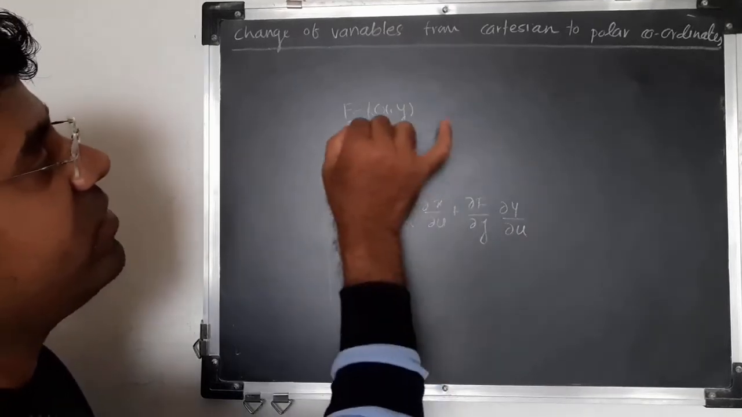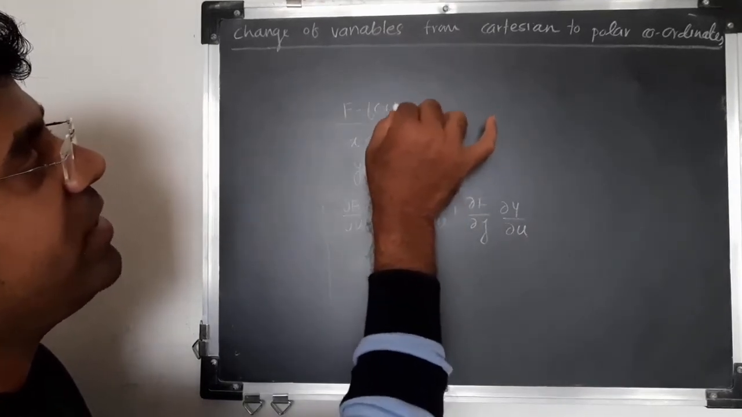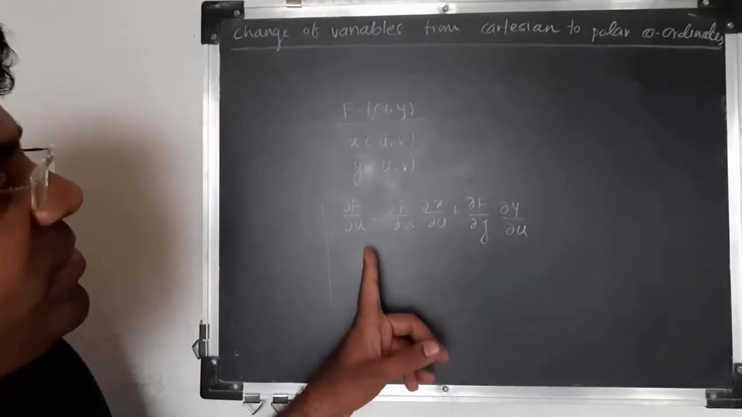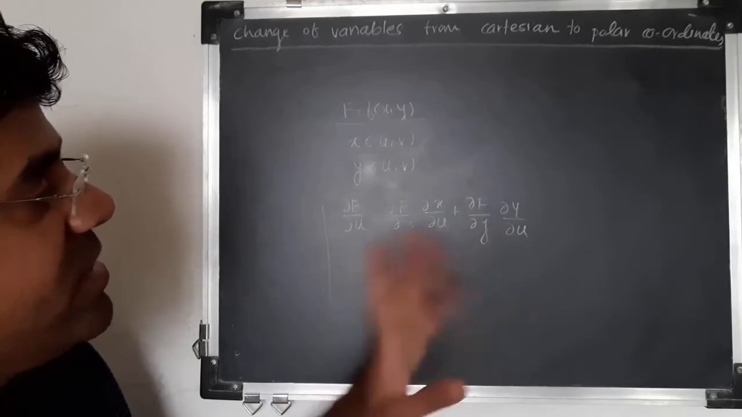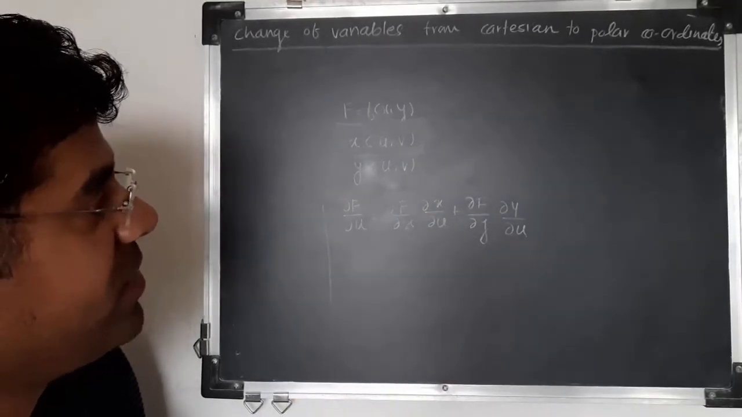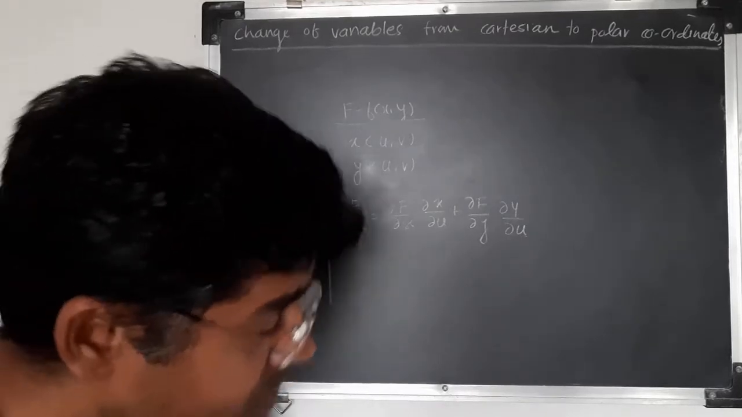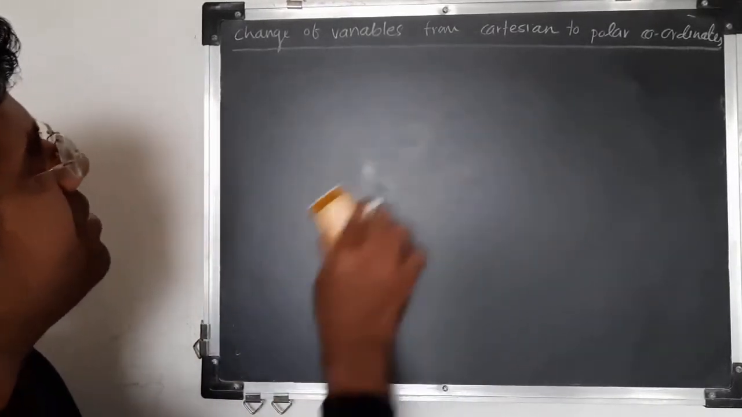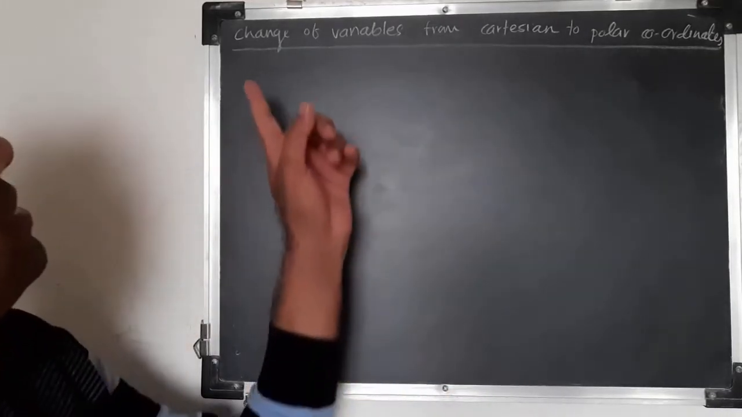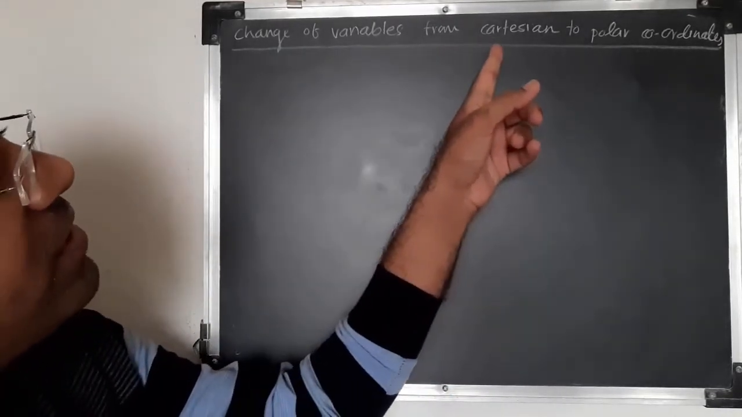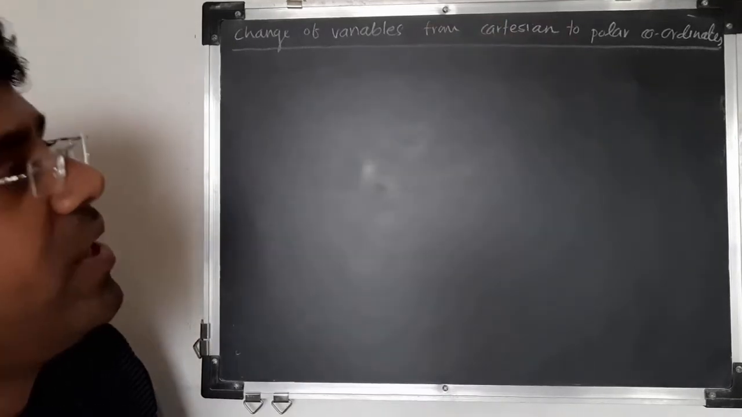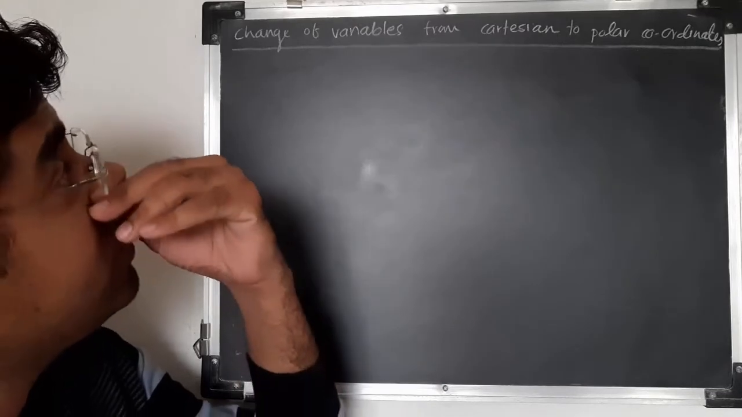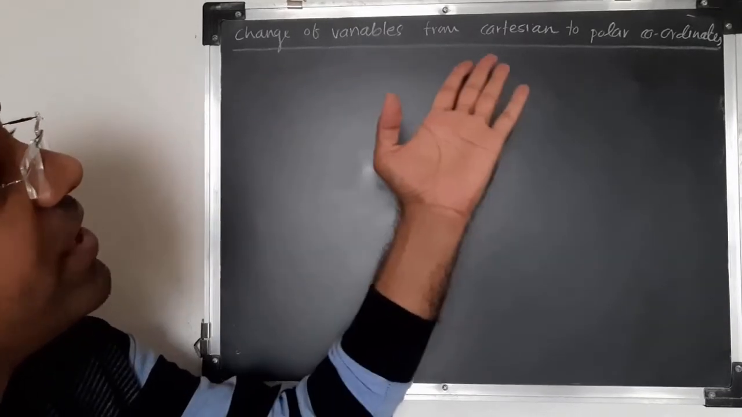So this is a function of two independent variables, and these again depend on other variables. Then we can use the chain rule, and the chain rule gives a simple way to handle it. So today we'll see the new topic, which is in continuation with that: change of variable from Cartesian to polar coordinates. Basically, what is the use of changing the variable from Cartesian to polar?